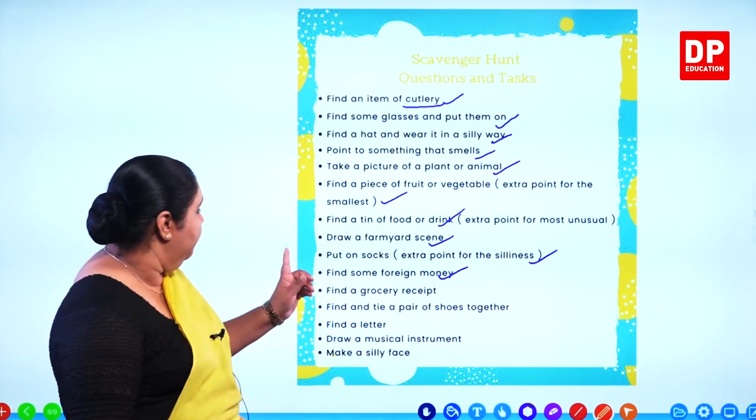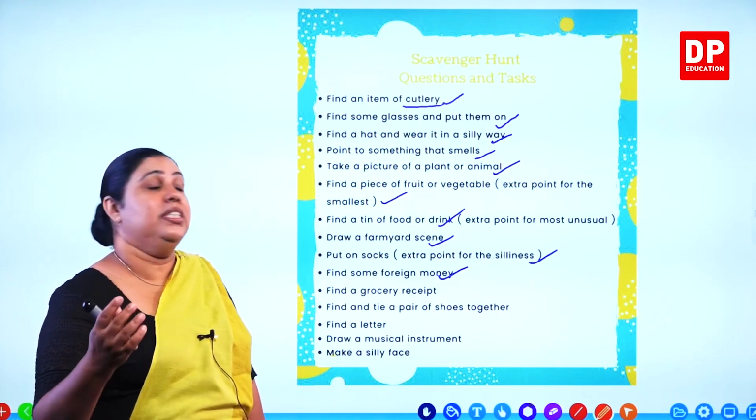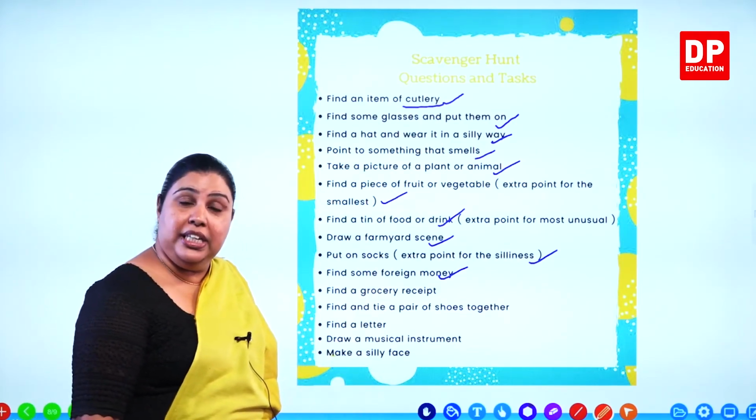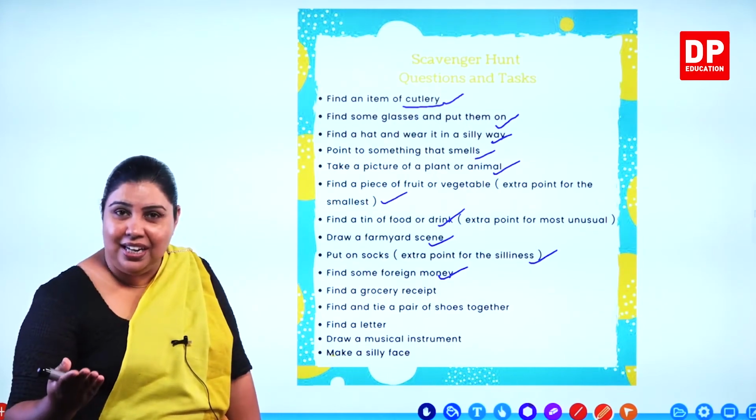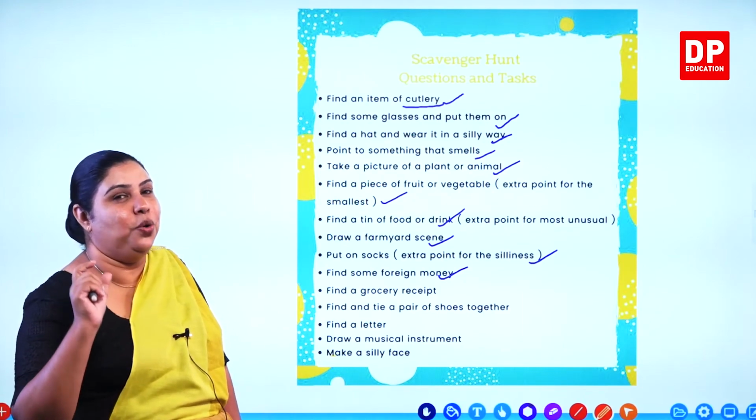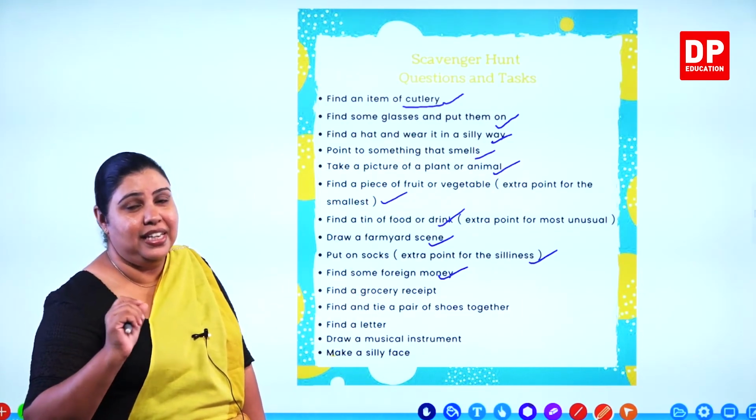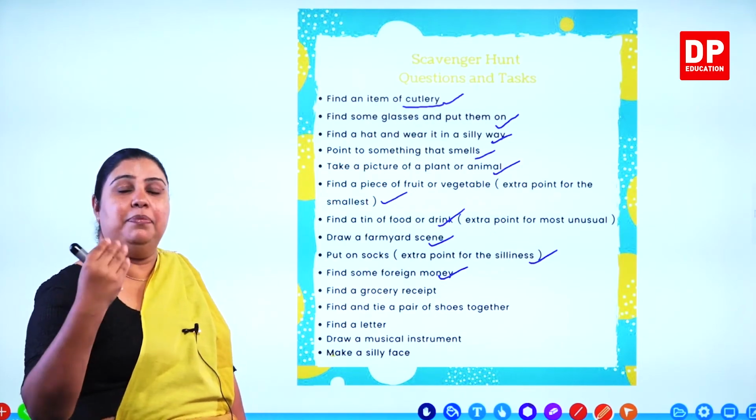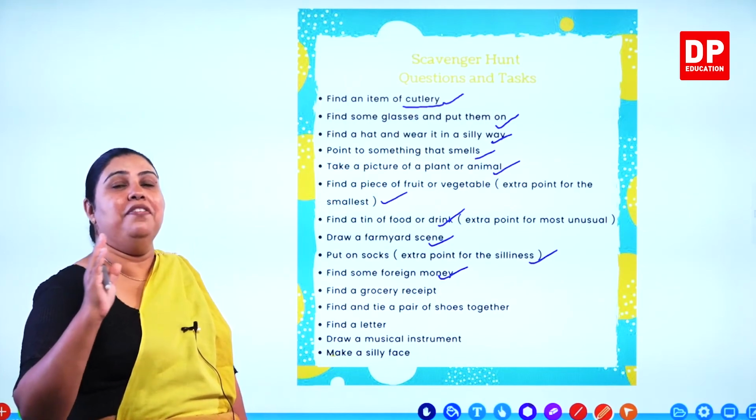Right? Find a grocery receipt. What is a grocery receipt? Now can you see? So you can find, you have to go and find a grocery receipt. So you can go. Then how is the grocery receipt made? We get a bill when we buy things, don't we? We get a receipt.